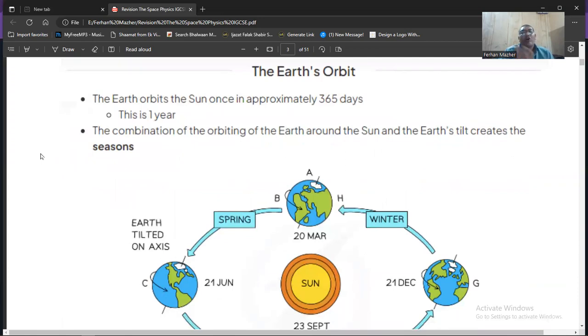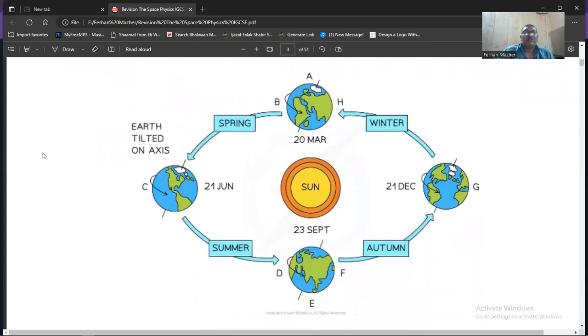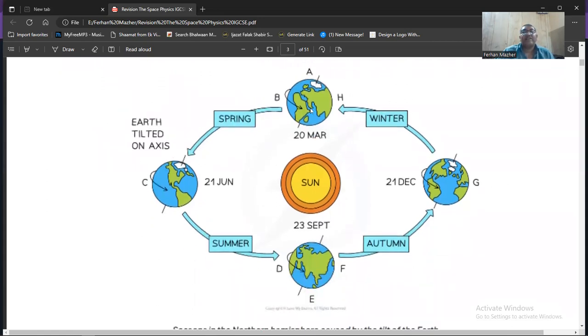So the Earth orbits the sun once in approximately 365 days. This is 1 year. The combination of the orbiting of the Earth around the sun and the Earth's tilt creates the seasons. So here we have a diagram. You can see this is the 20th March and 21st June, 23rd September, 21st December, 20th March. So this is spring, summer, autumn, winter, and Earth tilted on its axis.